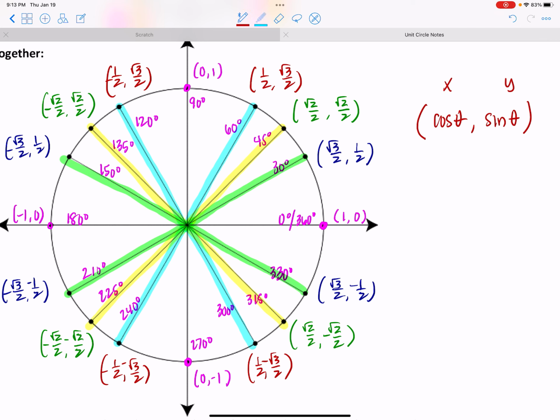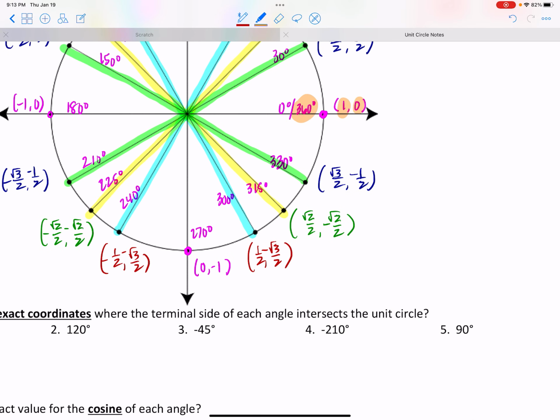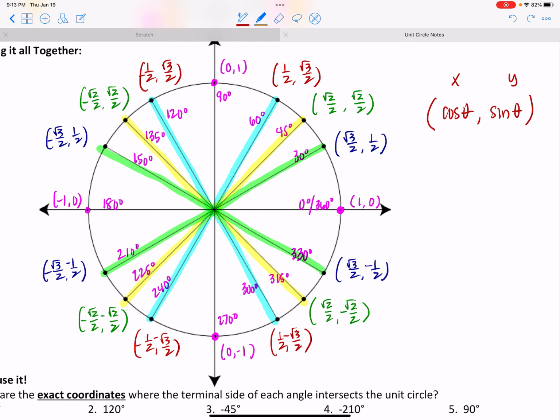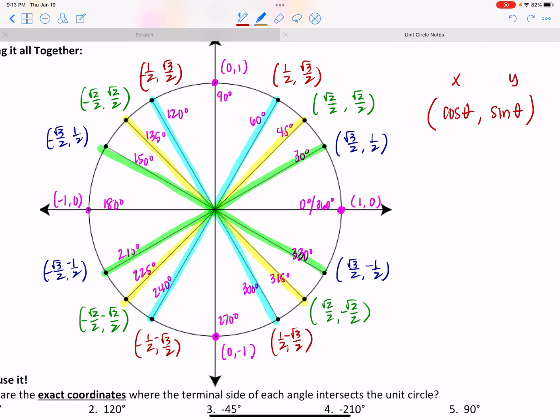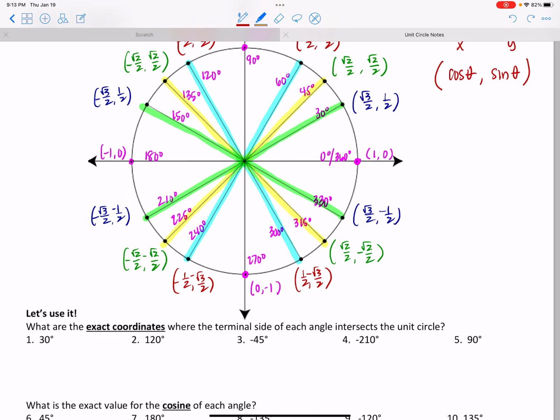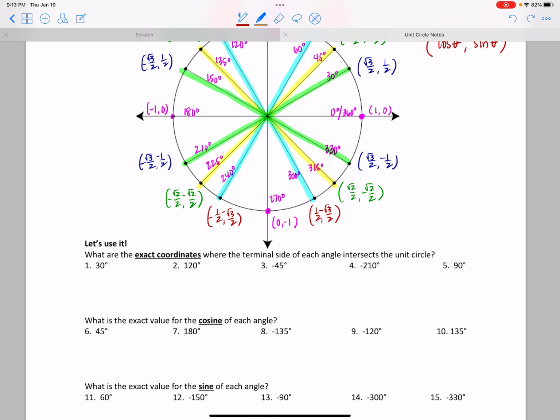So if I said, what is the cosine for 360, I know it's that x value. Cosine for 360 is going to be 1. Or if I said what's the sine for 360, it's going to be that y value, which is going to be 0. So every single coordinate on this unit circle shows me the exact value for the cosine and sine of those angles. Mind-blowing. Okay, so let's just try to use it now that we've built it.